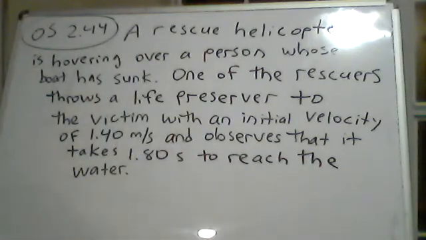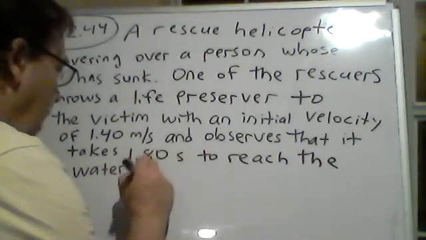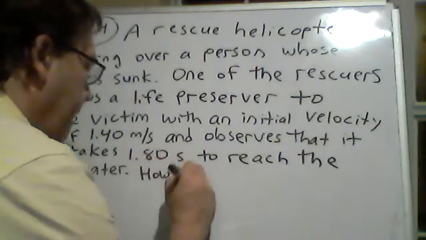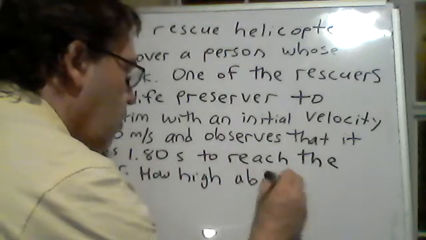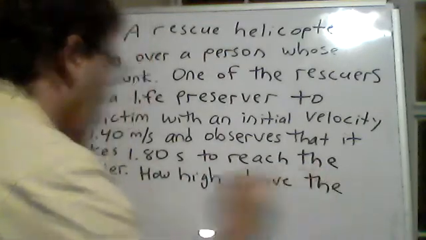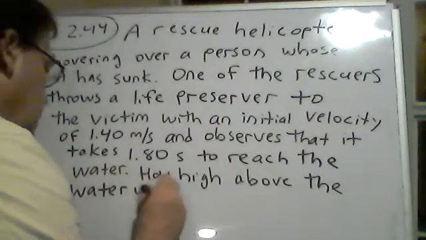All right, we want A. A says list the unknowns or the variables of the problem. We'll kind of do that as we do the problem. So, how high above the water was the preserver released? There's two parts of this, but I'm only going to do one part. So, how high above the water was the preserver released?